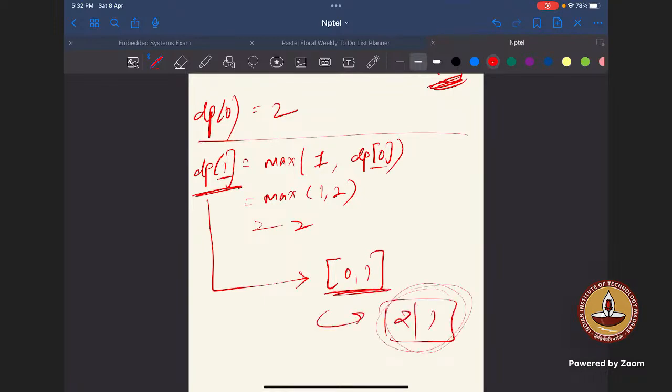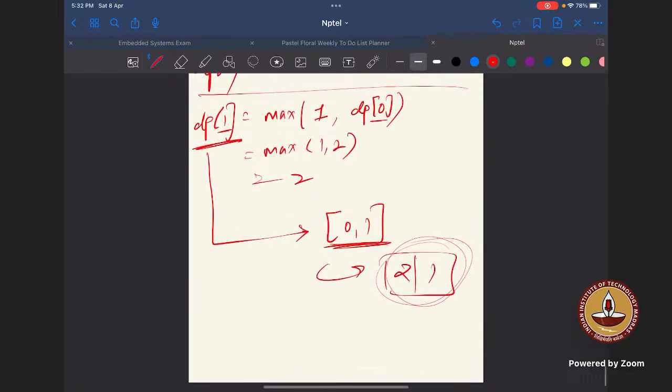And see, just by observing, what is the maximum answer which we can get? Either we pick this. If we pick 2, we cannot pick 1. If we do not pick 2, we can pick 1. So in this case, answer is 2. In this case, answer is 1. So the maximum answer is 2. And that is what dp of 1 is giving us, 2, right?